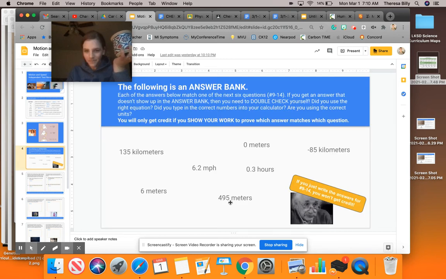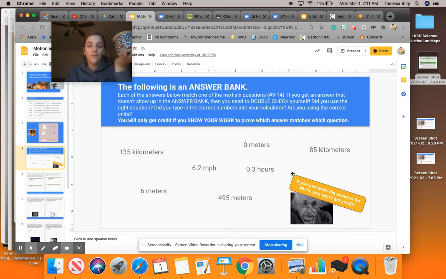Slide 4. This is something new and different that I wanted to try with you guys. This is actually an answer bank, okay? So all of the answers for questions 9 through 14 end up here. So it's a way for you to just double check if you're doing the problems correctly or not. If you get an answer that isn't on the answer bank, you should probably double check yourself. Did you use the right equation? Did you type it in the calculator correctly? Are you using the correct units?